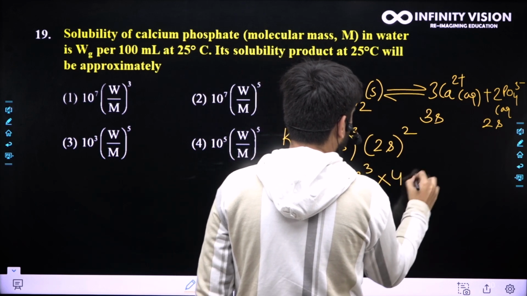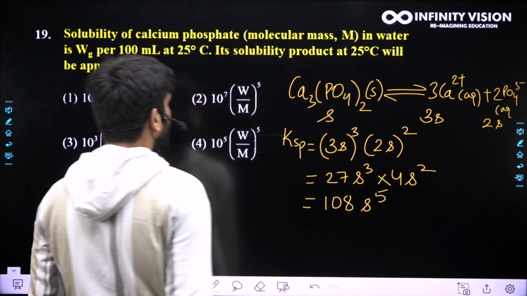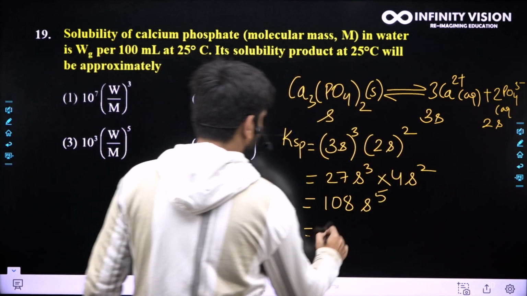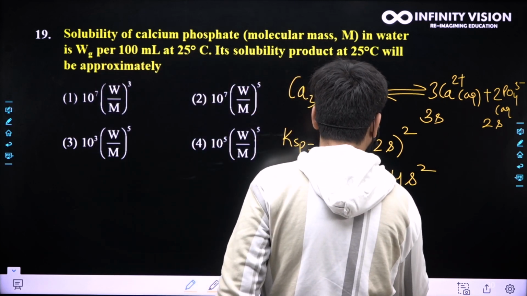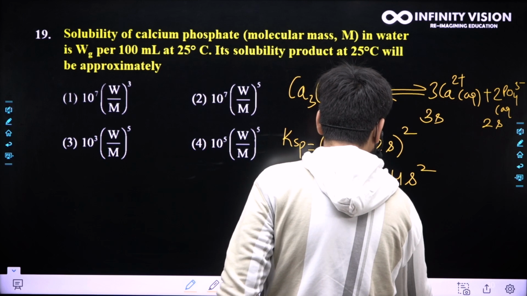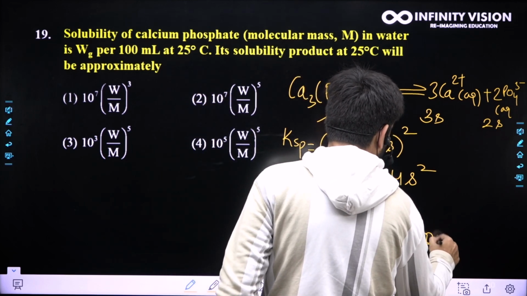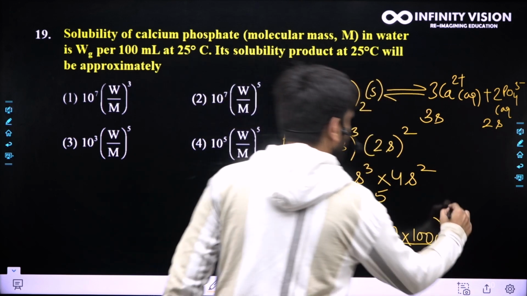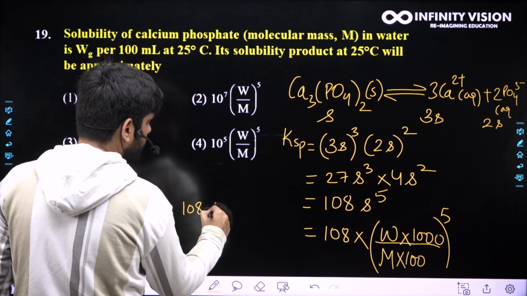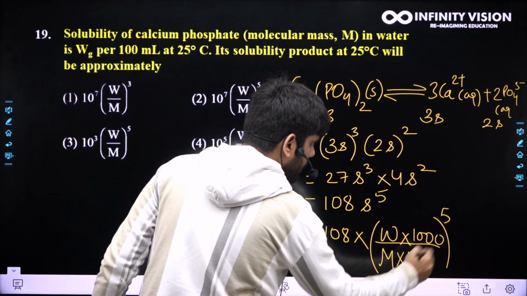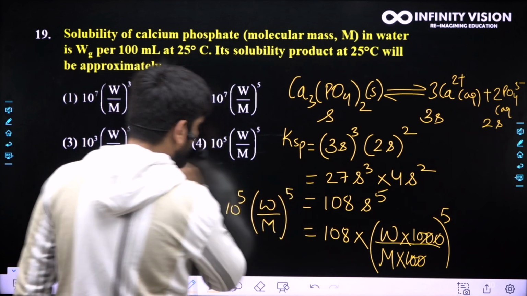27S³ into 4S² is 108S⁵, right? We are supposed to find the solubility product. Now, for solubility, like I said, W per 100 ml. So we can write W upon the molecular mass, which is given to be M, and the volume is 100. Since it is in ml, we divide by 1000, and it is whole to the power 5. So when you solve it, the Ksp will be 108 into 10 to the power 5, W by M to the power 5.